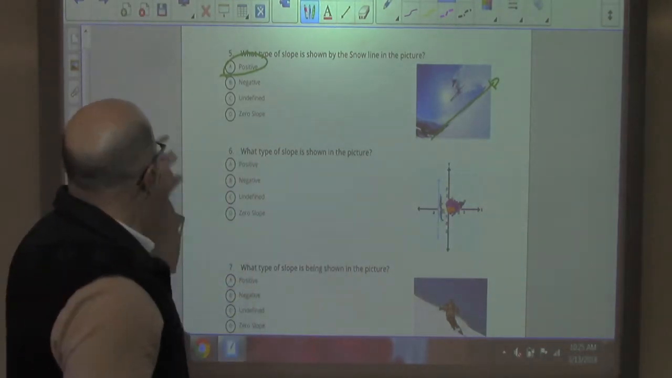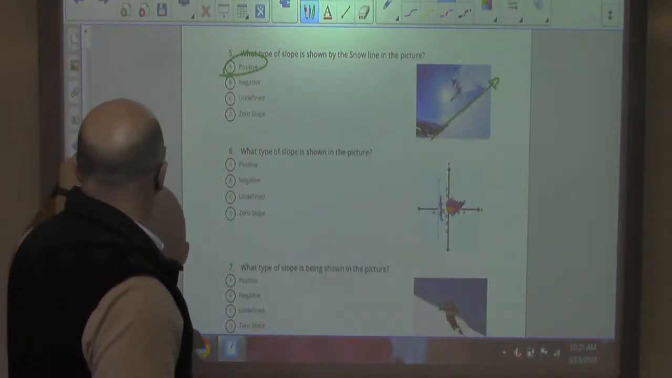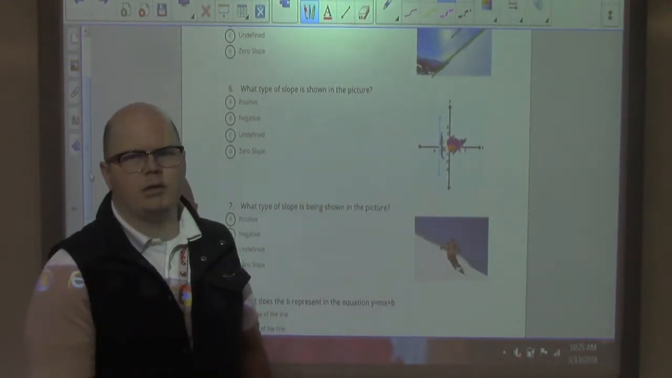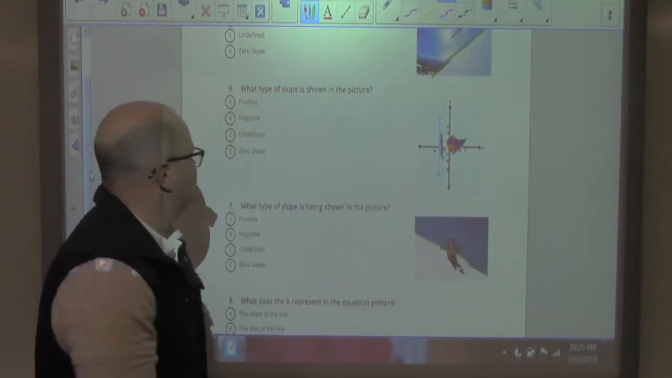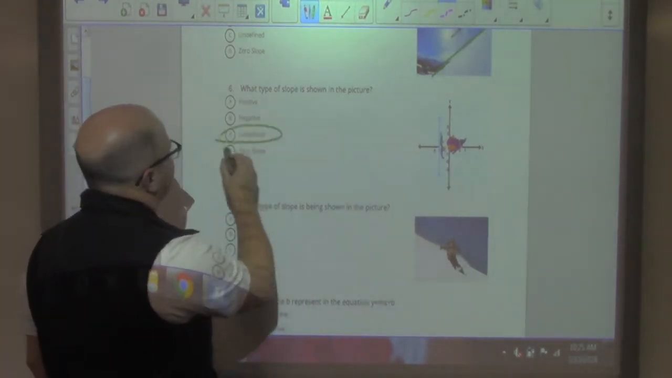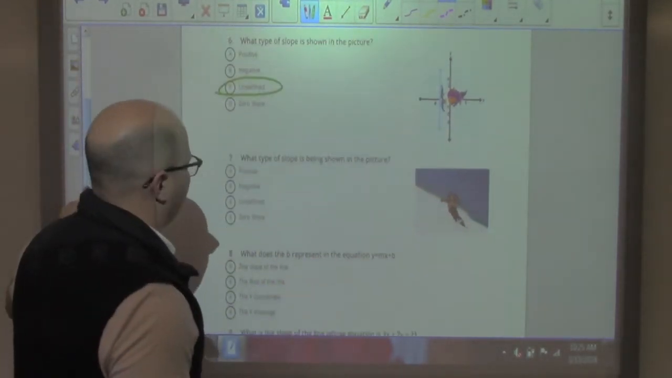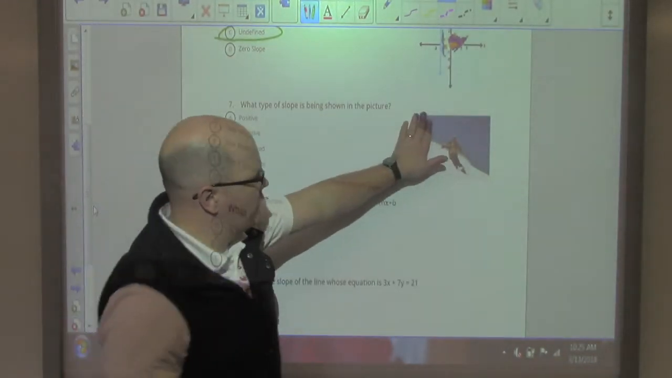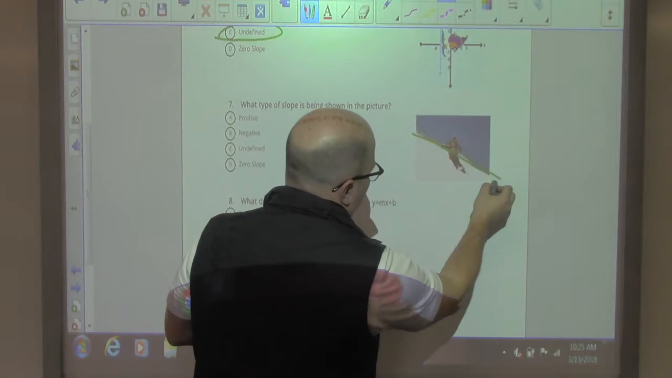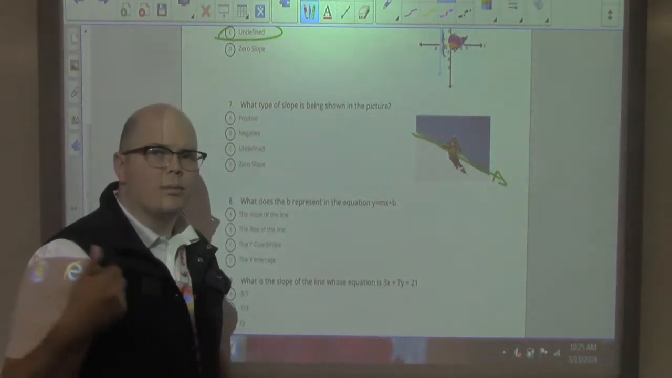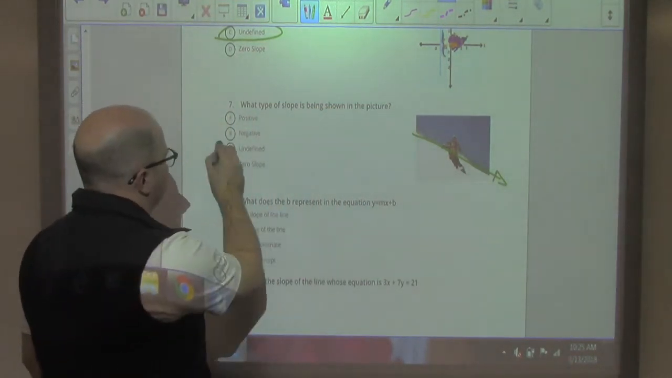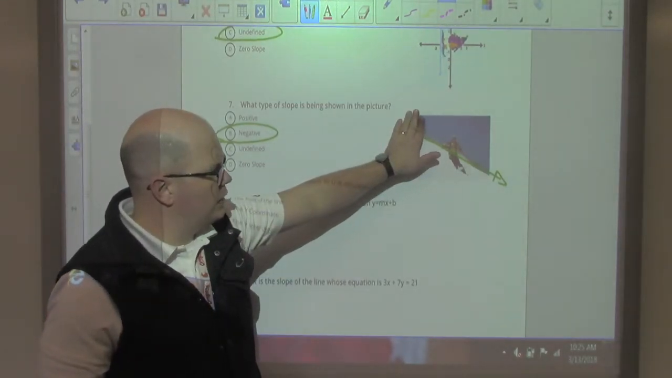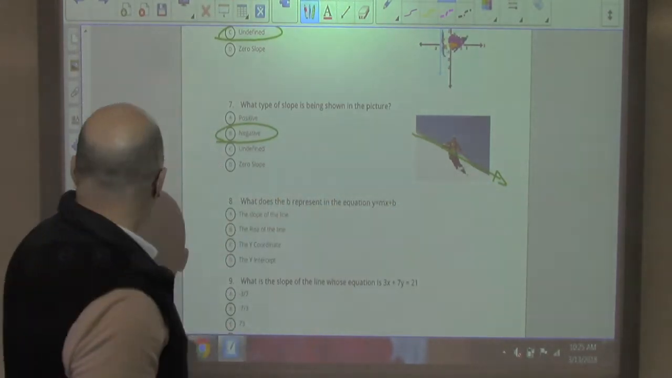What type of slope is shown in this picture? Well, in this picture, it's going straight up and down, which from the song we do is called the undefined slope. So, B, undefined. Again, what type of slope is being shown in this picture? Well, I'm going to cover up my left side of the graph and see that it's pointing in a downward direction. If it's pointing in a downward direction, it's always a negative slope. Again, cover the left side up and you see it's pointing downward.